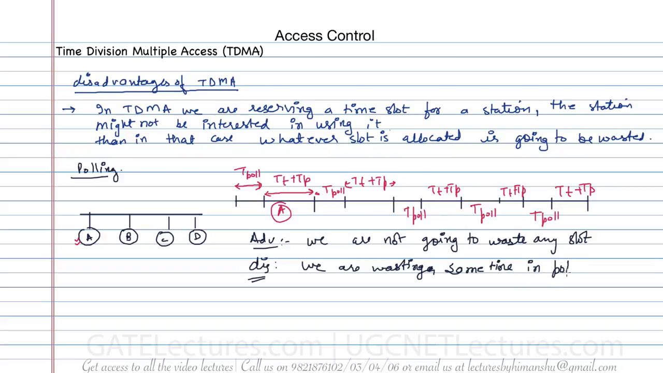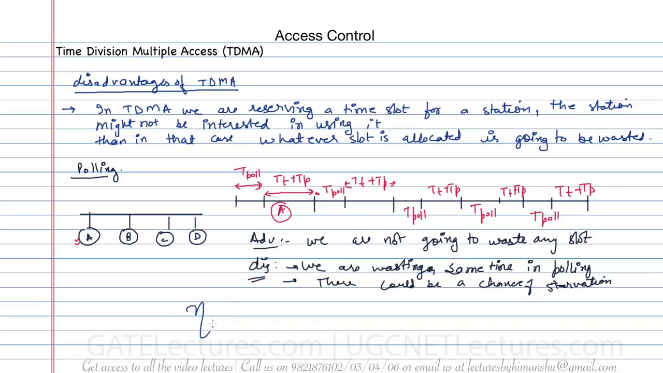Okay, and secondly, there could be a chance of starvation. Starvation means that sometimes it may happen that station A and some other station want to send the data, but every time station A is not winning the poll, right? So station A is not getting the time slot, it is not winning the poll, so we'll give the time slot to some other station. So it could happen that station A might go into starvation.